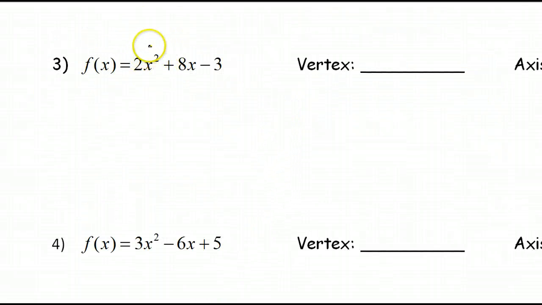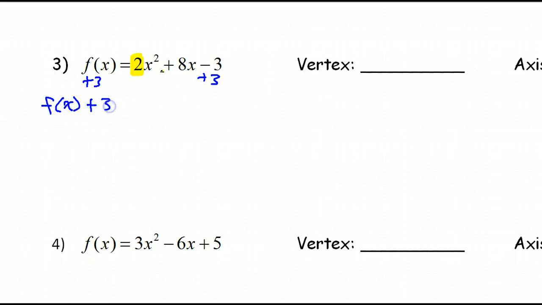All right, be careful. This one is a little bit more tricky because it's got that coefficient. Watch how we deal with that. It changes things. But first, the first part is normal. So let's add 3 to both sides, get that out of the way. So that's going to leave me f of x plus 3 is equal to 2x squared plus 8x.